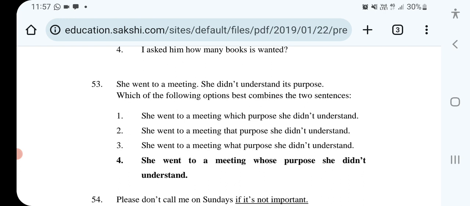She went to a meeting. Which purpose? No. She went to a meeting, that purpose, no. She went to a meeting, what purpose, she didn't know. She went to a meeting, whose purpose, she didn't understand. She went to a meeting, which purpose, she didn't understand.